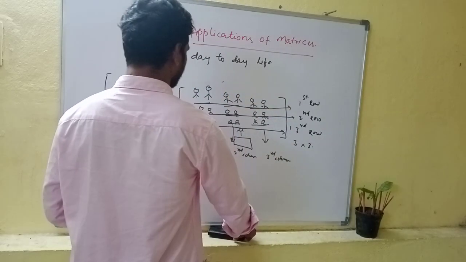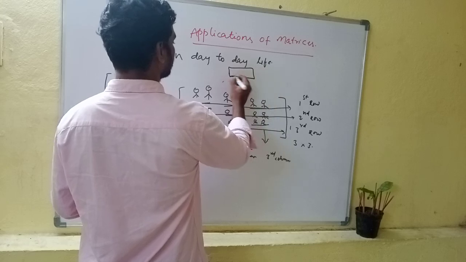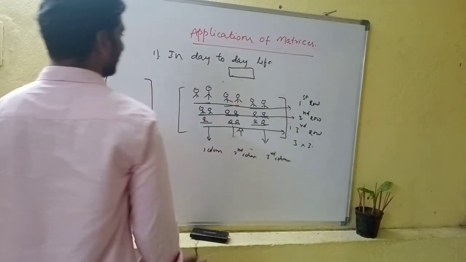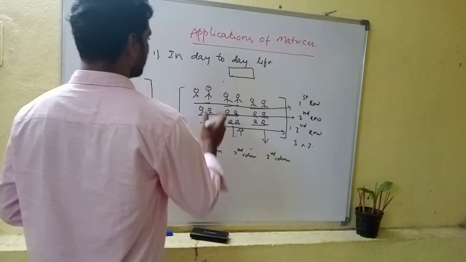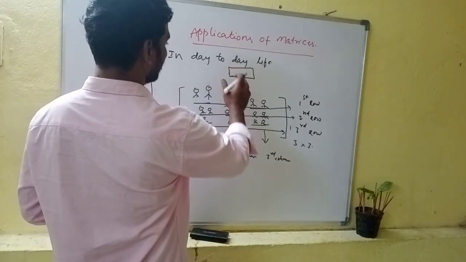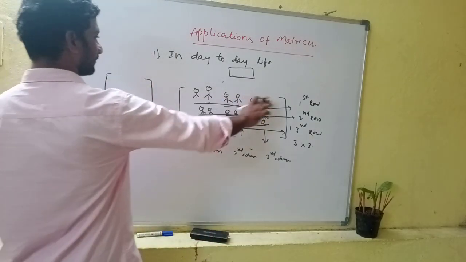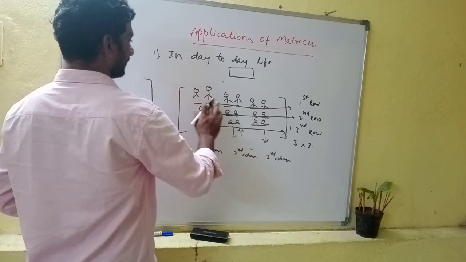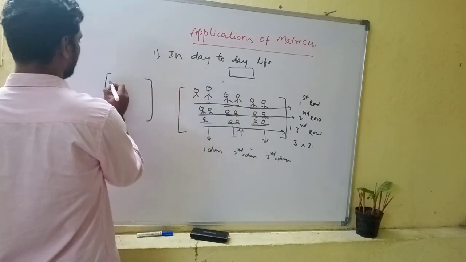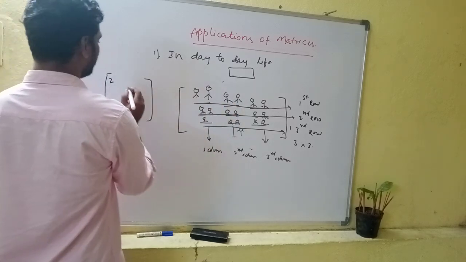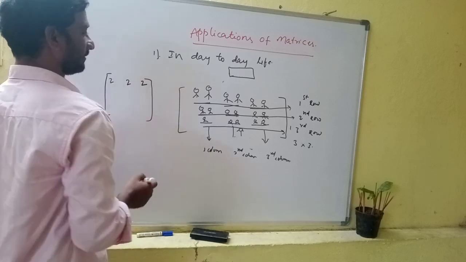So that means the screen is this side. Or else if you take the movie theater example, there also the screen is that way and seatings are arranged in this way. So in the first row, how many columns are there? 3 columns. In the first column, 2 seats are there. In the second column, 2 seats are there. In the third column, 2 seats are there.